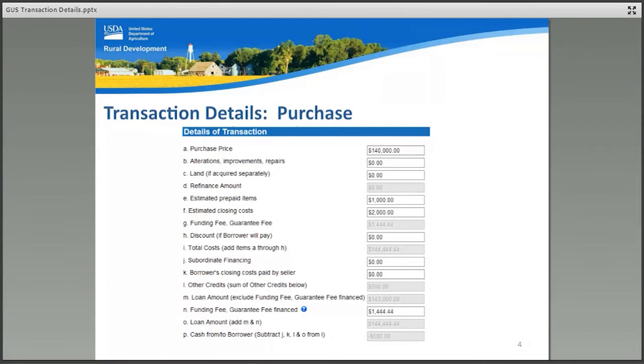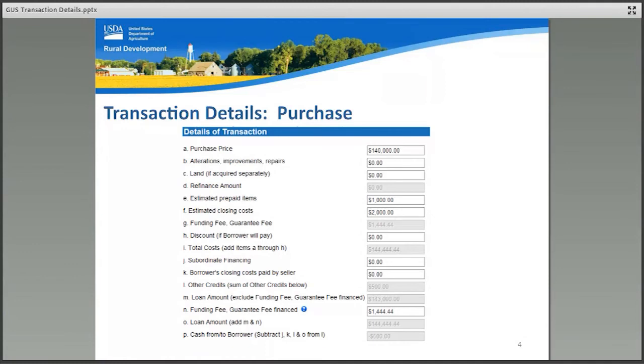J. Subordinate financing. Enter the amount of additional financing sources, if applicable. Guaranteed loans do not have a maximum combined loan-to-value, or CLTV. Therefore, subordinate financing may be entered. The loan note guarantee will only be eligible up to the maximum loan amount under 7 CFR 3555.103. K is borrower's closing costs paid by the seller.